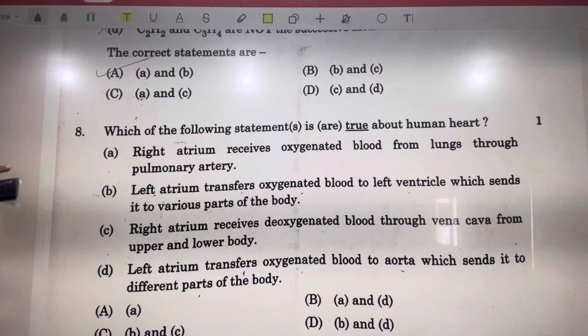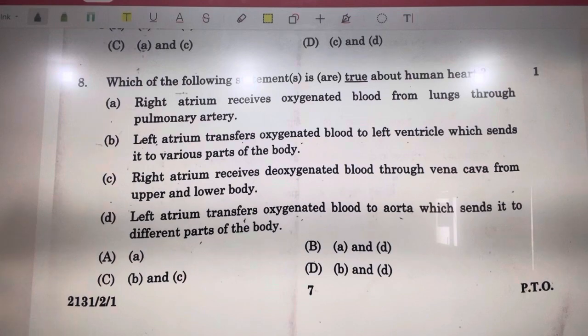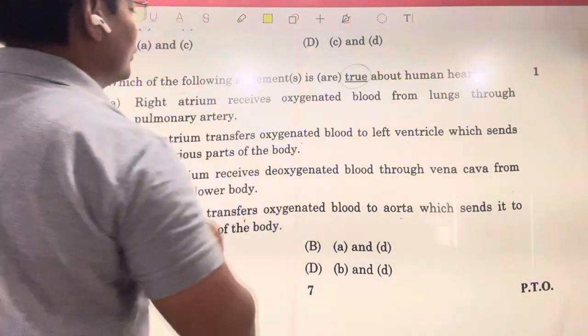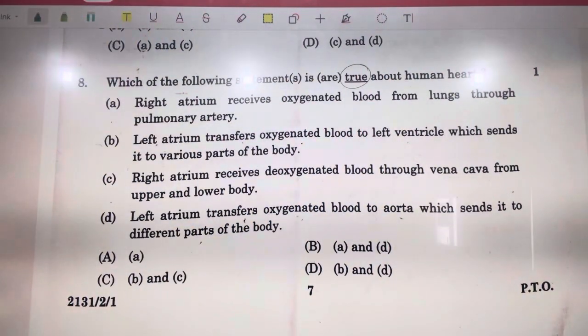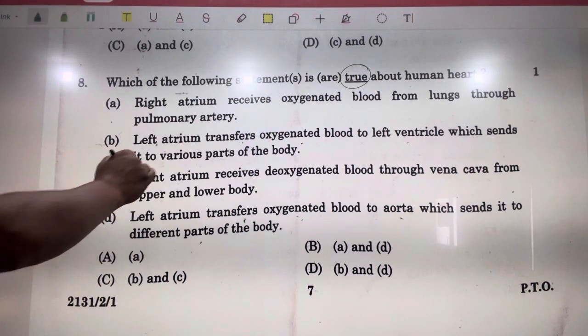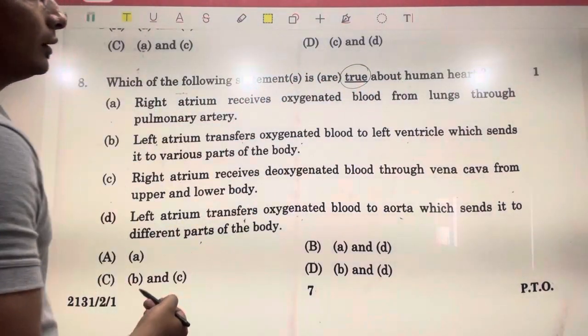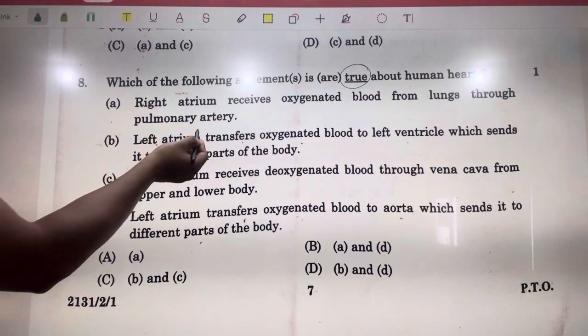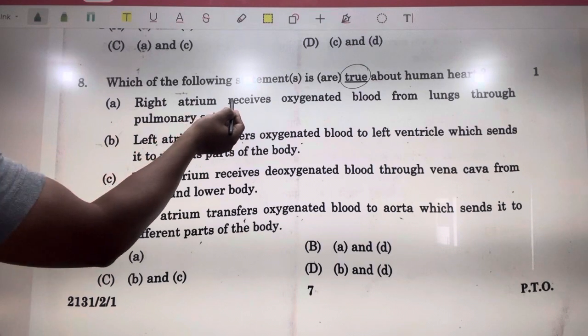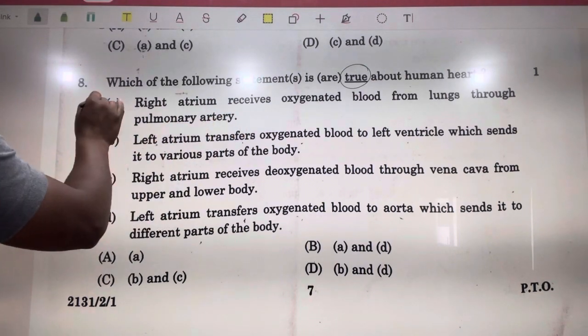Then the 8th question: which of the following statements are true about the human heart? Right atrium receives oxygenated blood from the lungs through pulmonary artery. So that is not correct here.